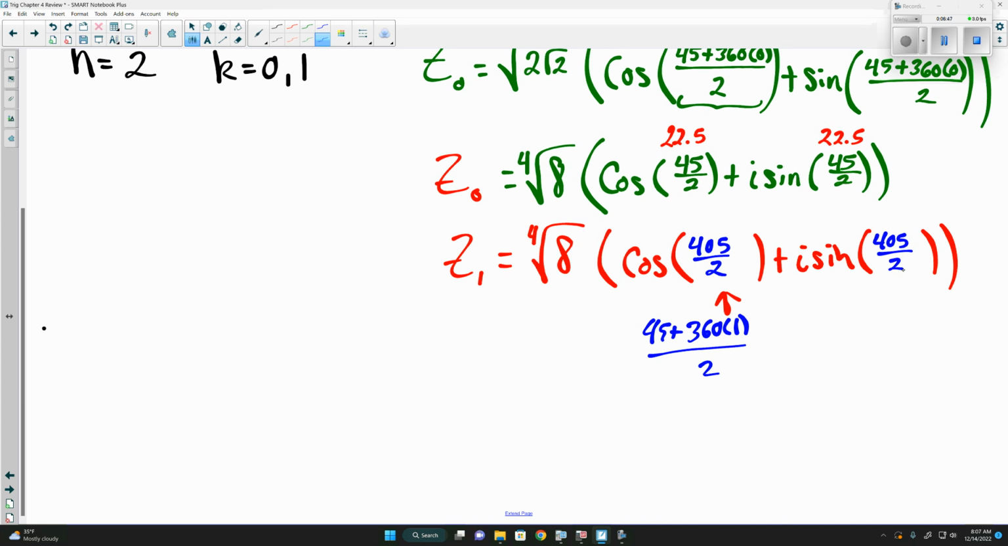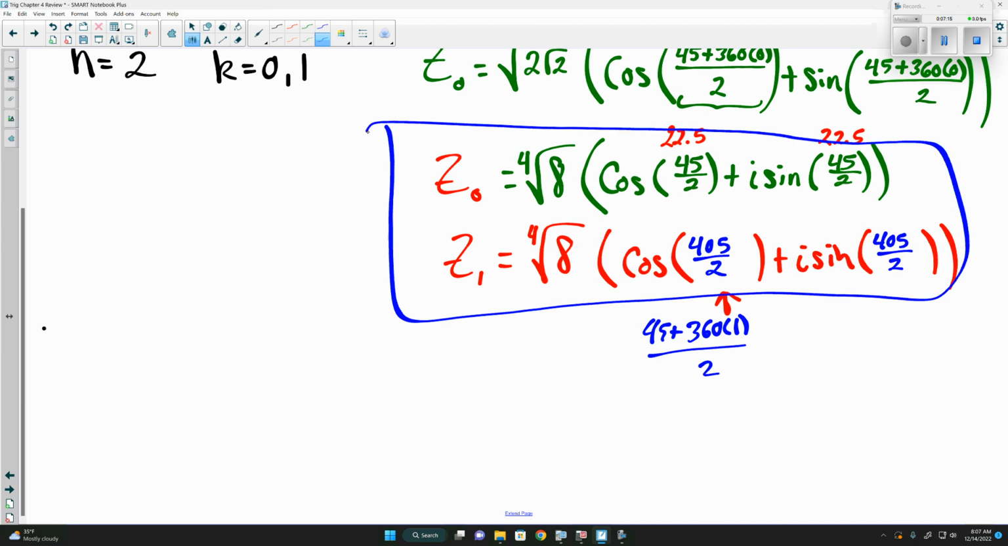Because now that we have it already set up, we had it set up from the first one, I might as well just go on and calculate the new angle and go from there. Does that make sense? Because we could have rewritten it back out with the fourth root of 8 times cosine of 45 plus 360 times 1 over 2 plus i sine of 45 plus 360 times 1 over 2, simplified those angles and rewritten it out there. Or we can just do this here. That's it.